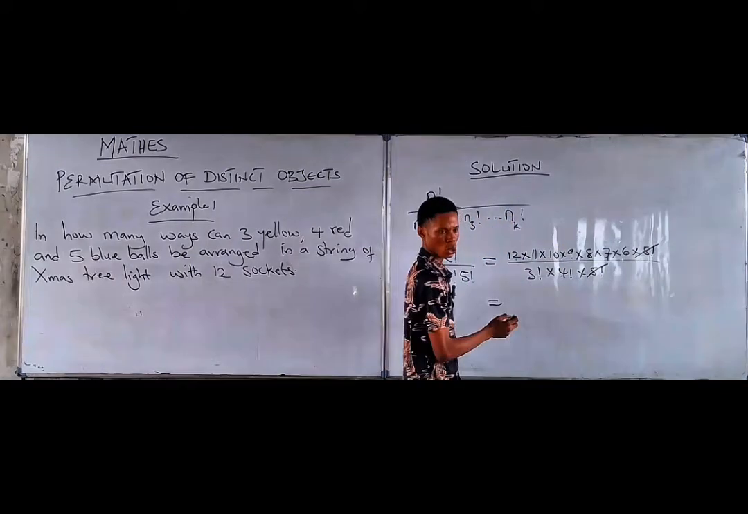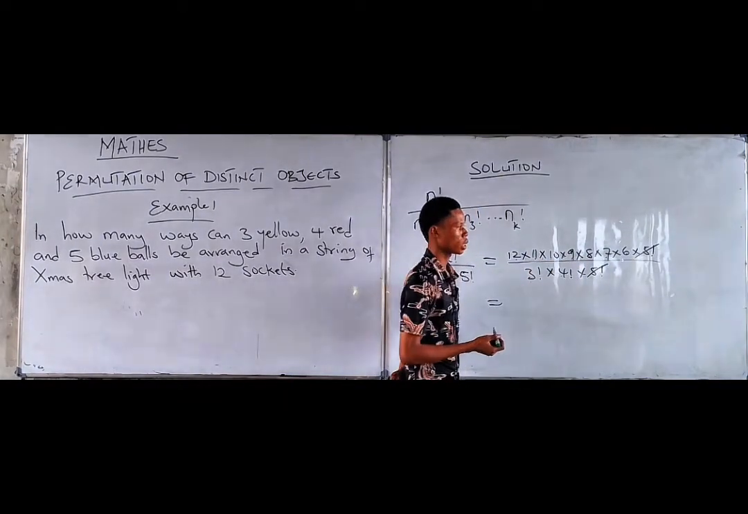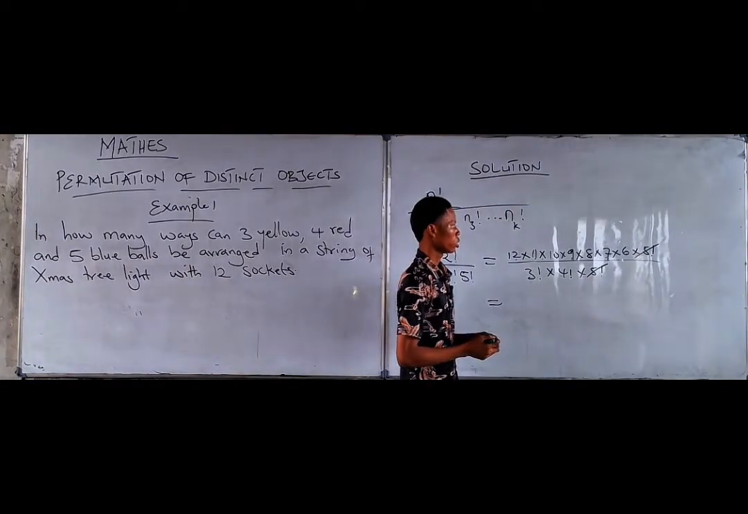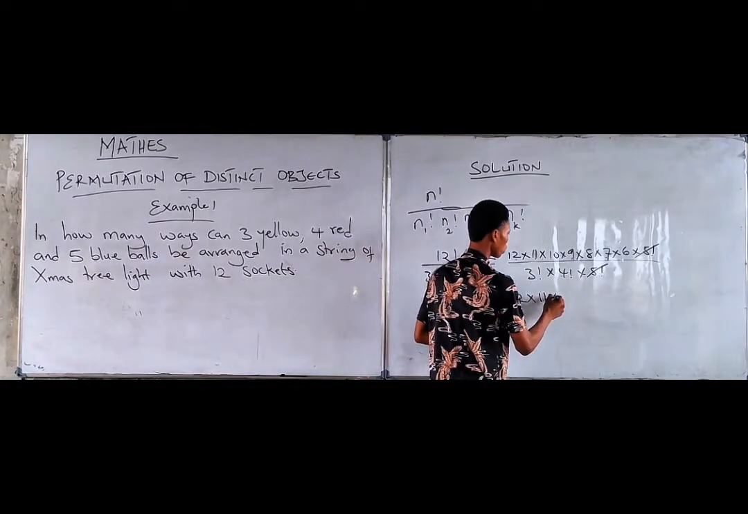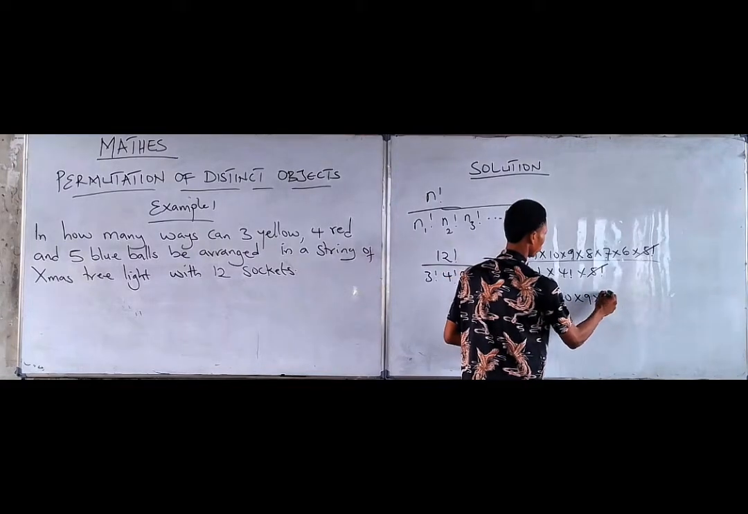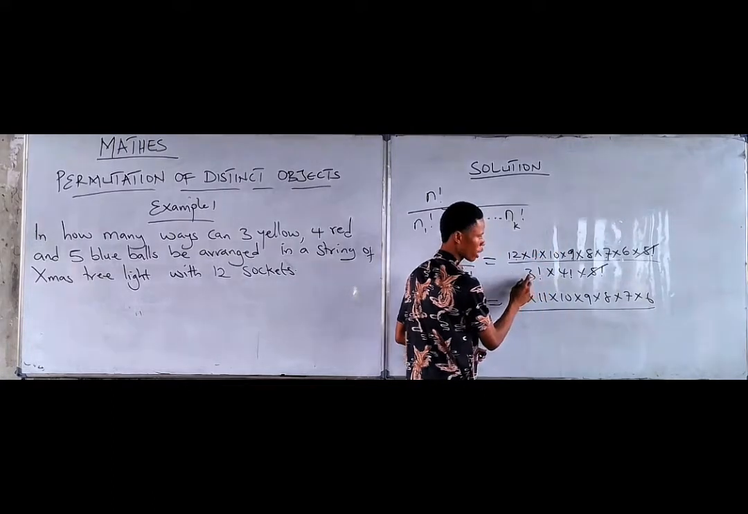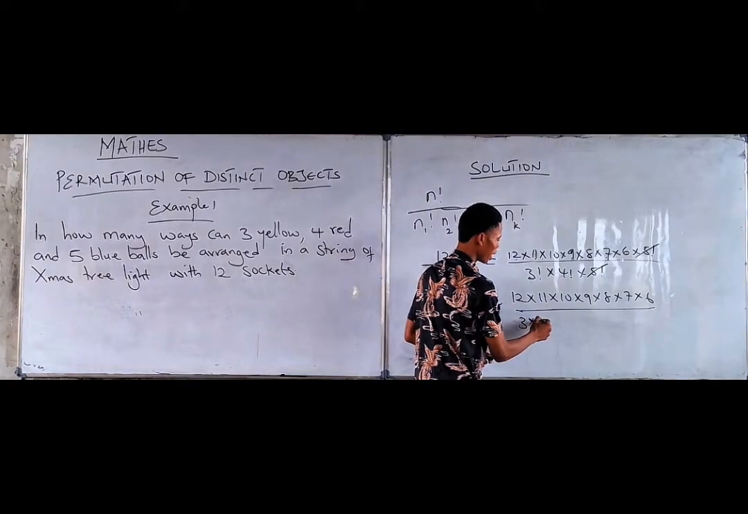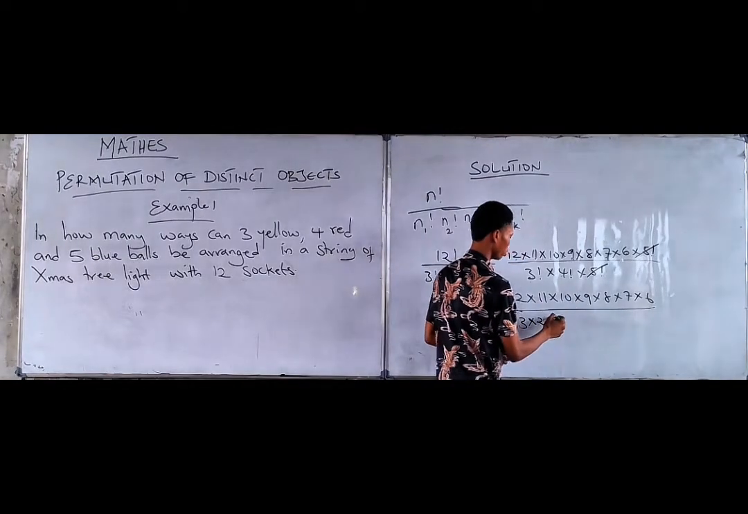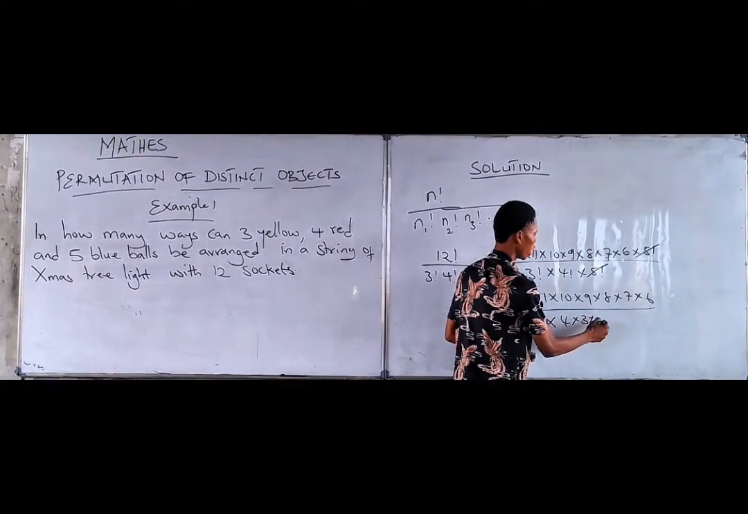So everything up will give me what? 12 times 11 times 10 times 9 times 8 times 7 times 6. Okay, let's do this together. Let's cancel out. 3 factorial is the same thing as what? 3 times 2, right? Let's leave times 1. Times 4 factorial is what? 4 times 3 times 2, right? Good.